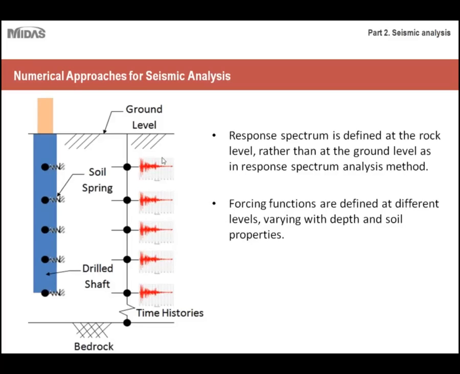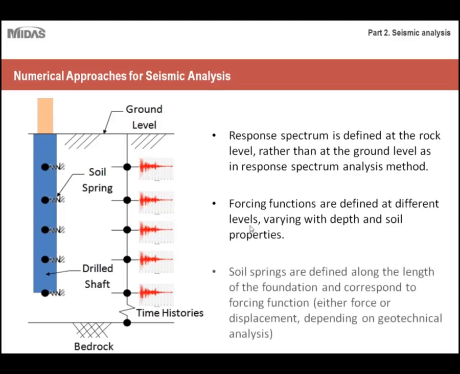Once again, keep in mind that you need such a wide database of time history functions because of the different variations in soil behavior depending on where you're at. If you have maybe 3 or 5 different soil layers, you'd have a time history function for each of those layers. Soil springs are defined along the length of the foundation and correspond to the forcing function, so either the force or displacement depending on the geotechnical analysis. The forcing function is directly related to your time history analysis.